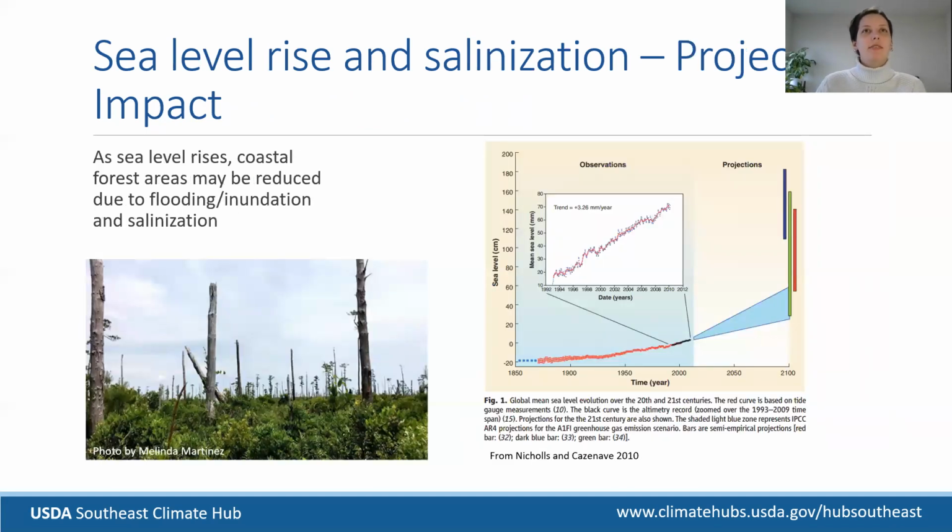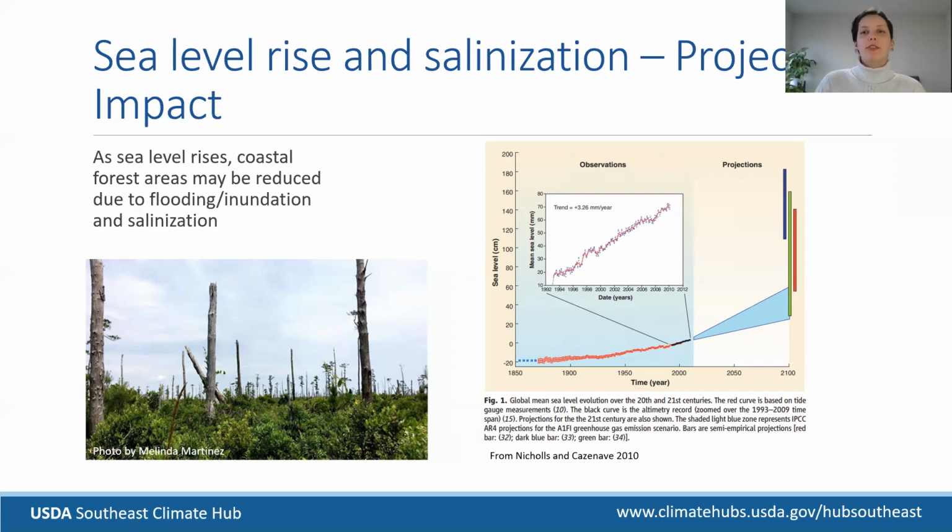As sea level continues to rise, coastal forested areas may experience more of that habitat conversion, with flooding and increased soil salinization, which can lead to regeneration failure and tree mortality. And so on the coast, we may see more of these ghost forests, which you can see on the image on the bottom.